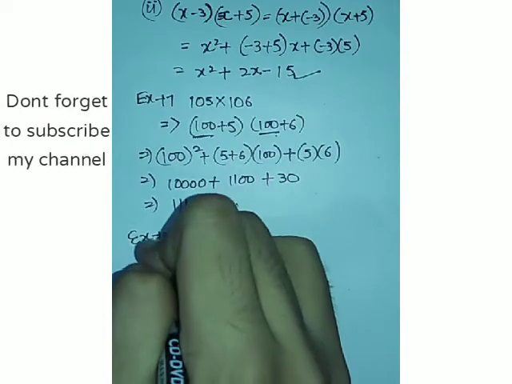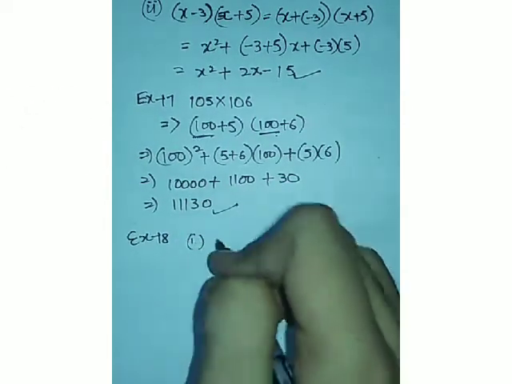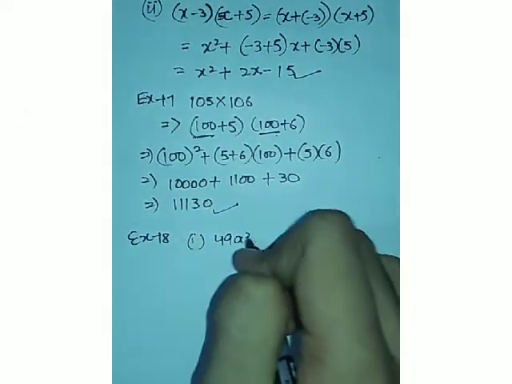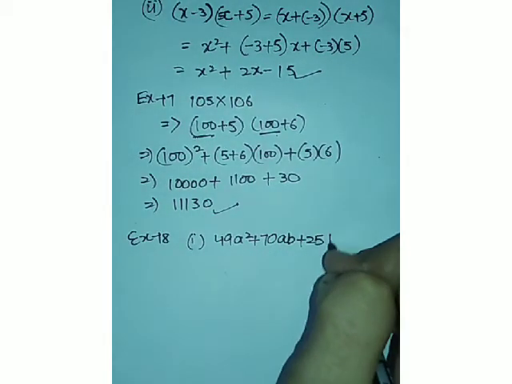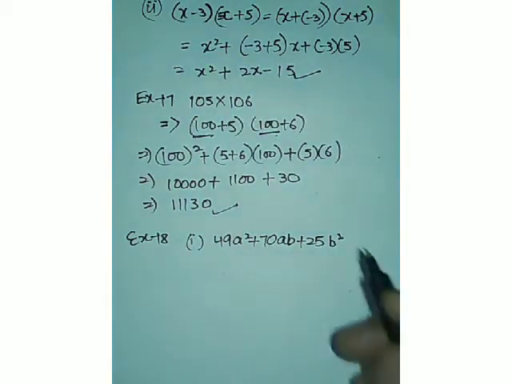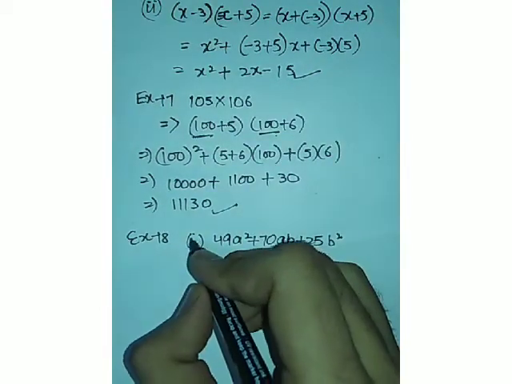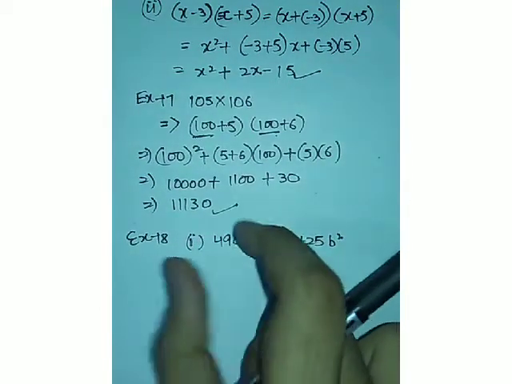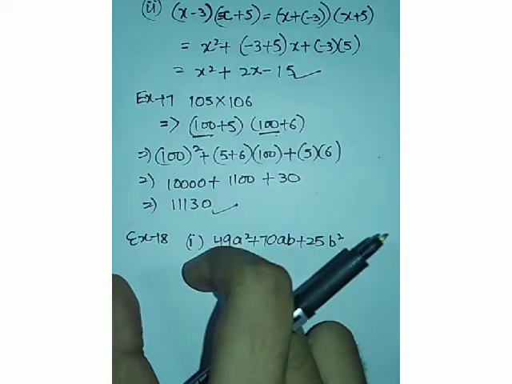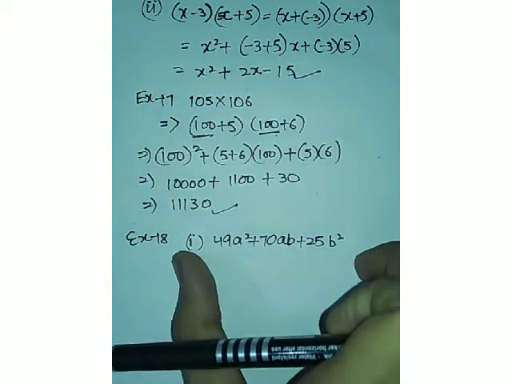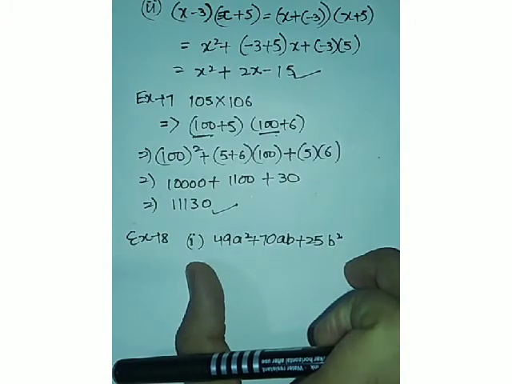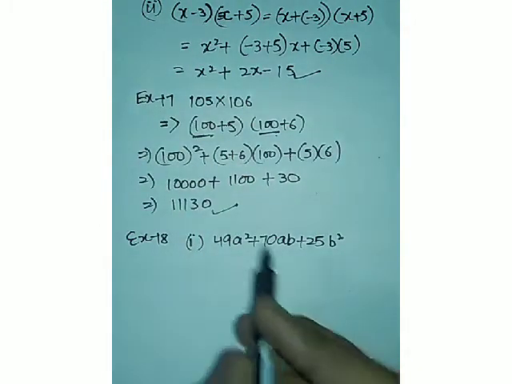So example number 18 says that you have to factorize 49a square plus 70ab plus 25b square. Right? Now here is the thing. So far we have applied the identities and we have used the left hand side of the identities to reach the right hand side of the identities. Now we will use the right hand side of the identities to reach the left side.